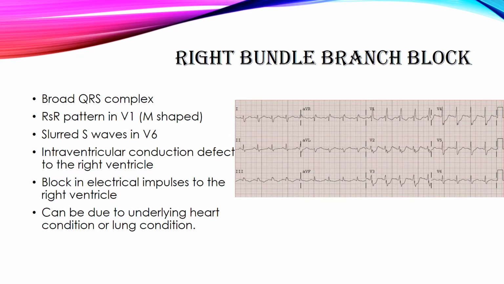A right bundle branch block is picked up using the V1 phase. If it is abnormal, then one can assume a right bundle branch block. Alternatively, one can look at the broadness of the QRS complex.